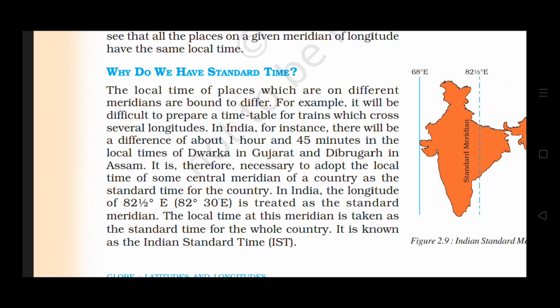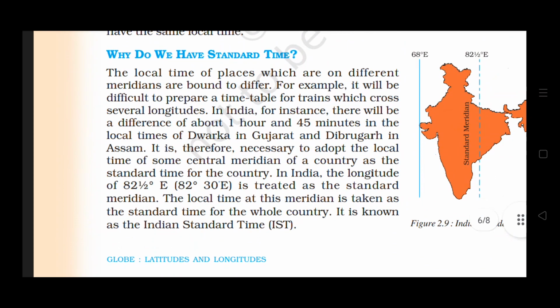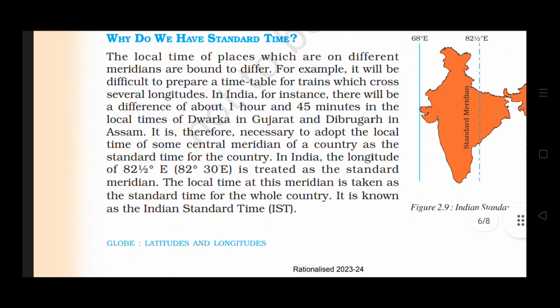Each country in the world has its own standard time, and they measure it with a particular longitude which passes through them, which they officially decide to be their line of reference for the time to be measured. It is called the standard meridian. So the local times of places which are on different meridians are bound to differ.